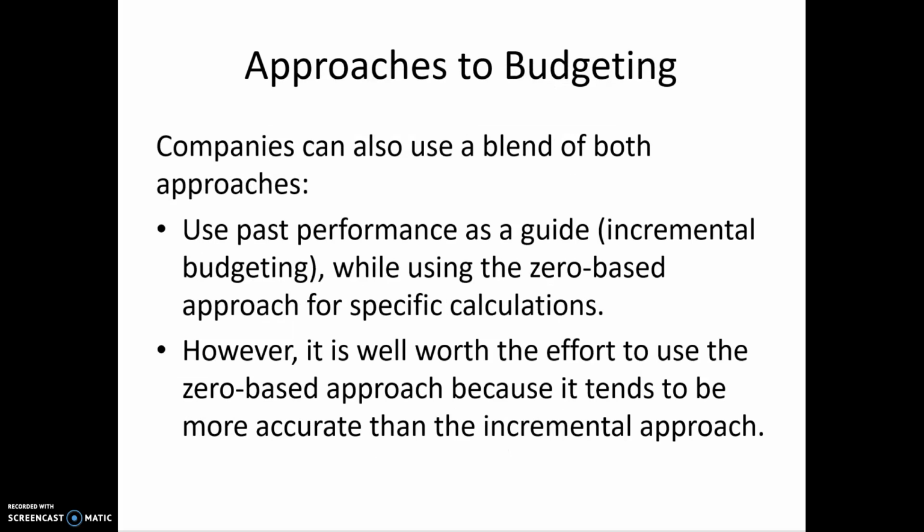Approaches to budgeting. So companies can use a combination of both approaches. So we can use what we've done in the past as a guide. We might use zero-based budgeting for specific parts of the budget. Or we could, every few years, just start from scratch, do a zero-based budget, and then do an incremental approach for a few years after that. So that would eliminate the consistent just building on to previous years if we say every 5 years we're going to do a zero-based budget.